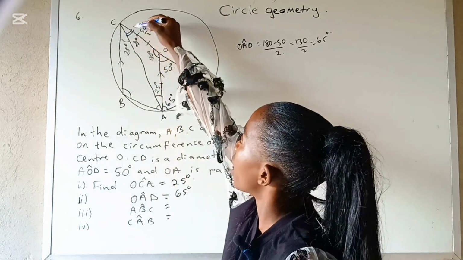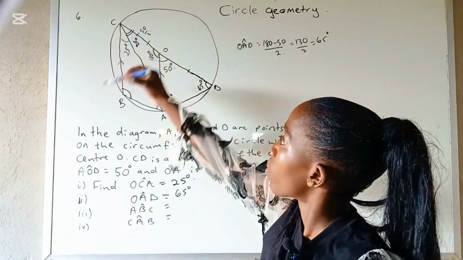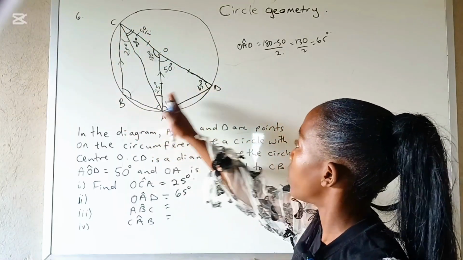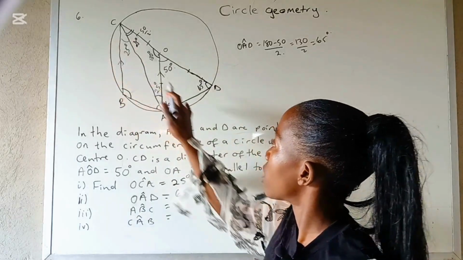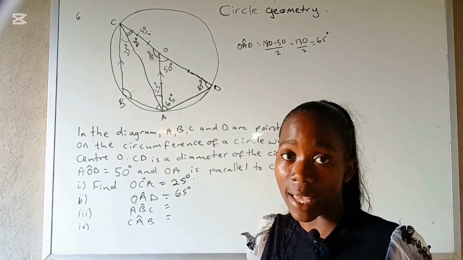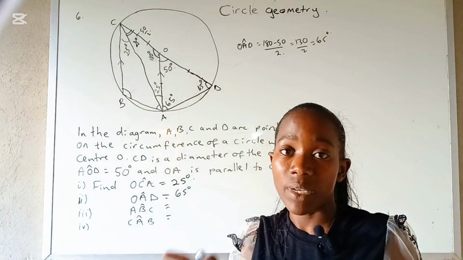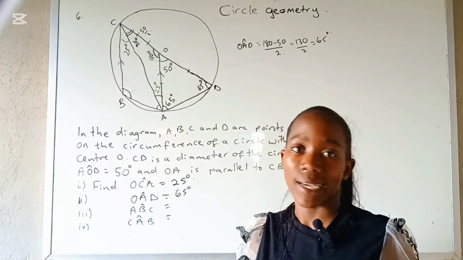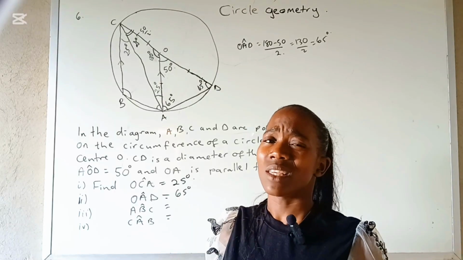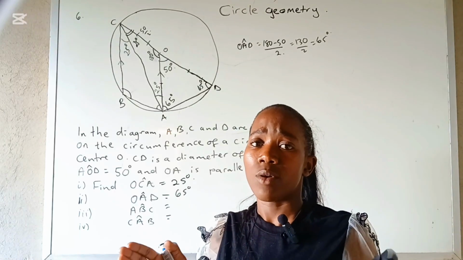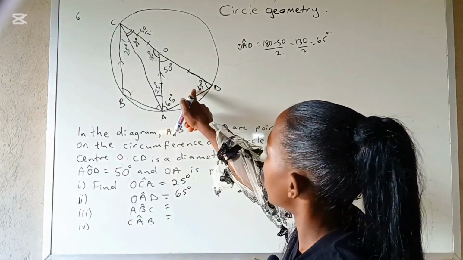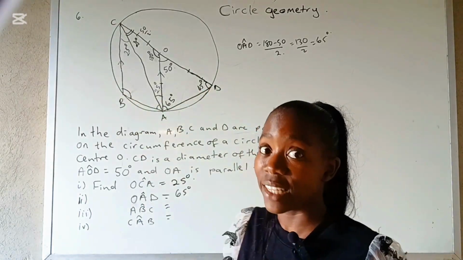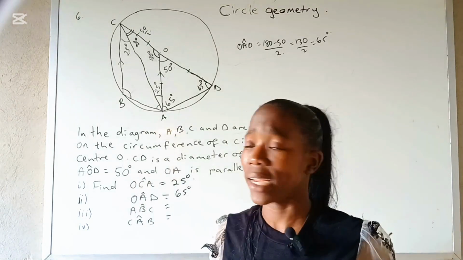All angles are on the circle, right? So opposite angles of a cyclic quad are supplementary. It means they add up to 180 degrees. You have to think these theorems very fast, right? So this angle and this angle, if we add them, they give us 180 degrees.